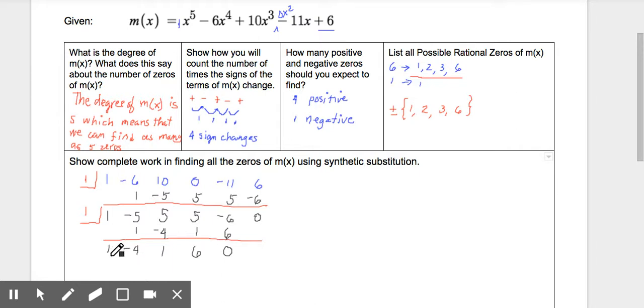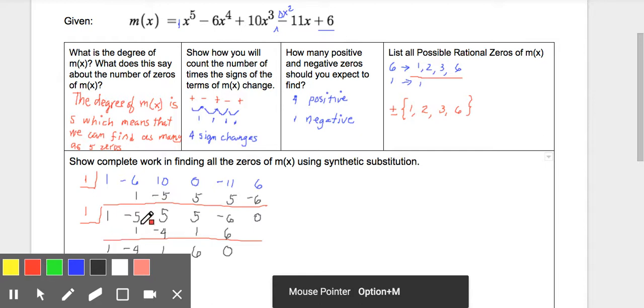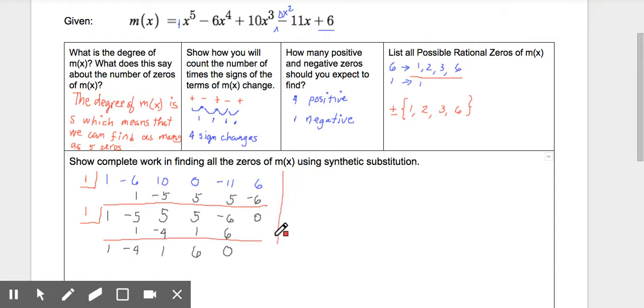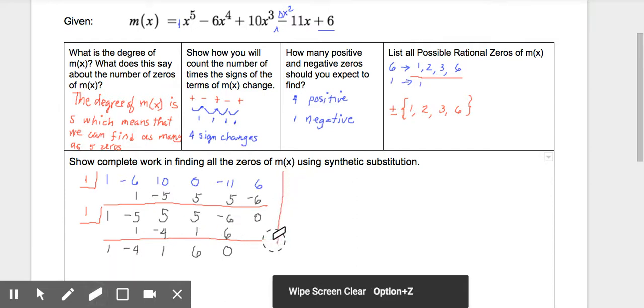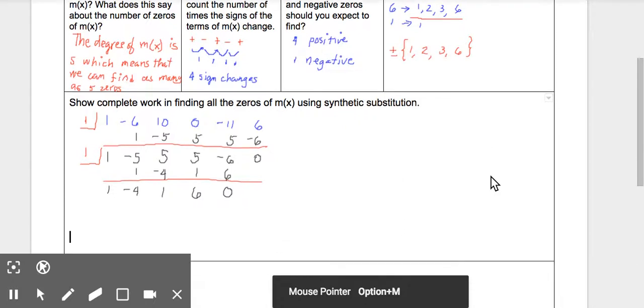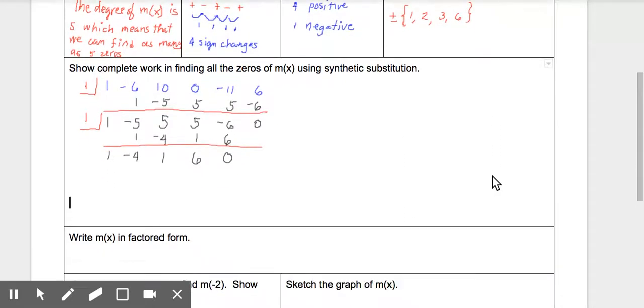Okay, so now let's see if, let me bring it over here. Maybe I could just move this up. Okay.